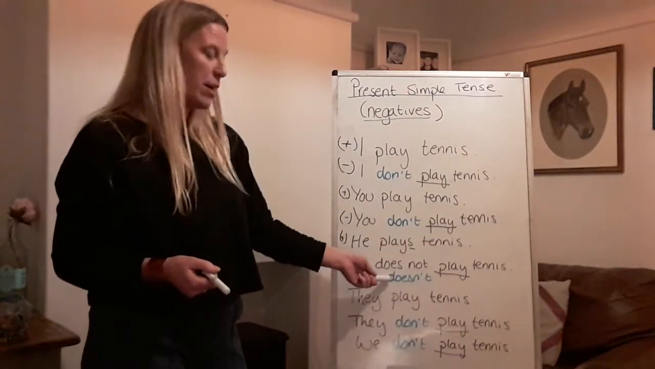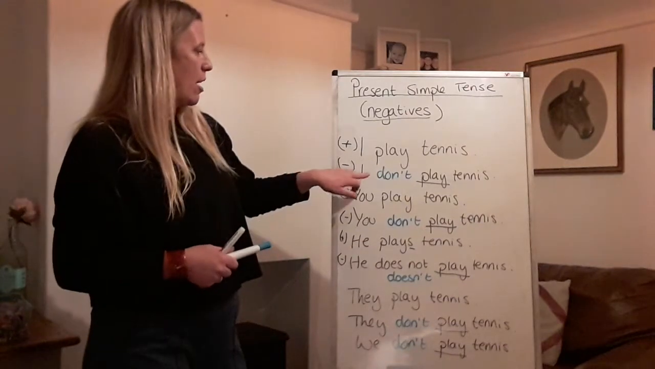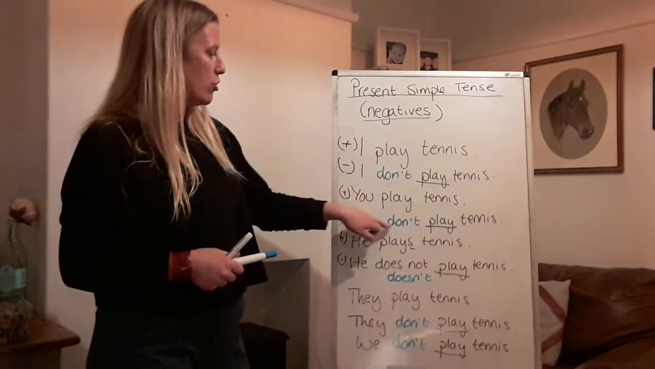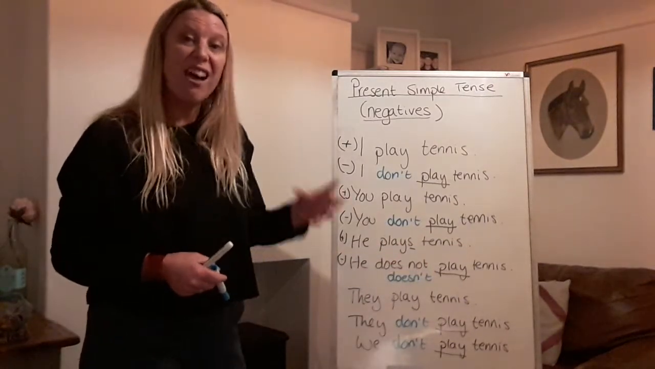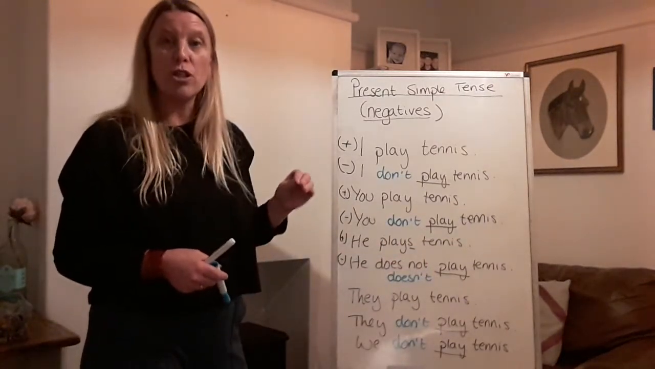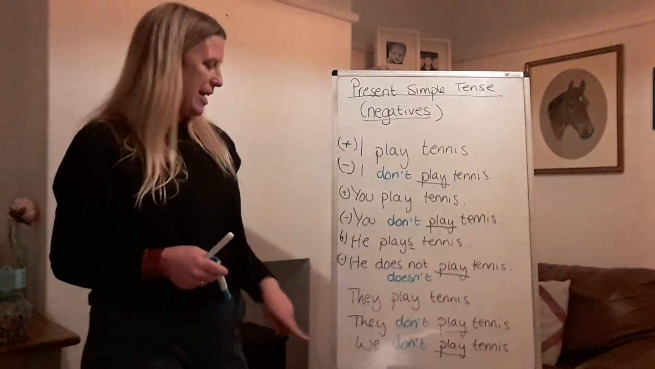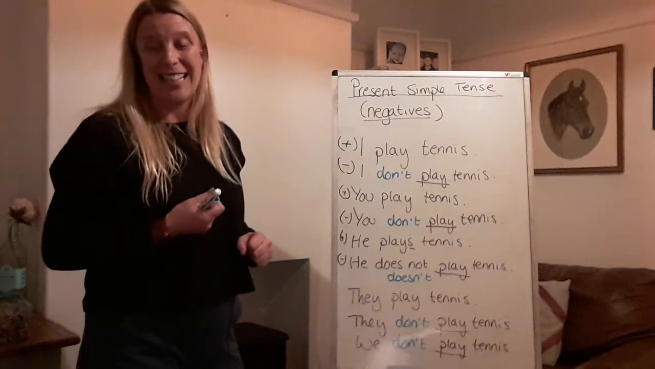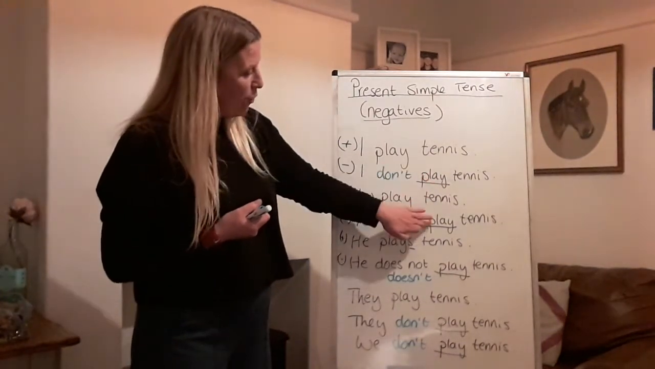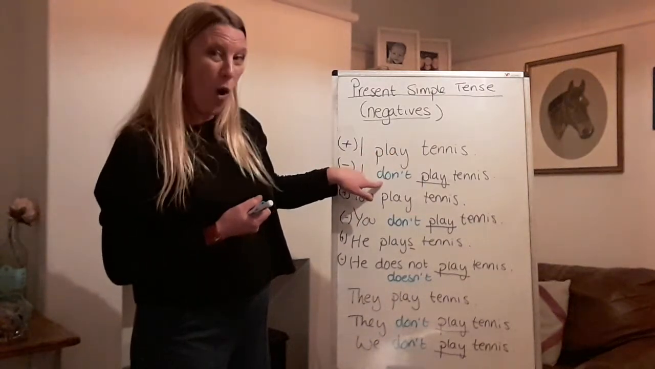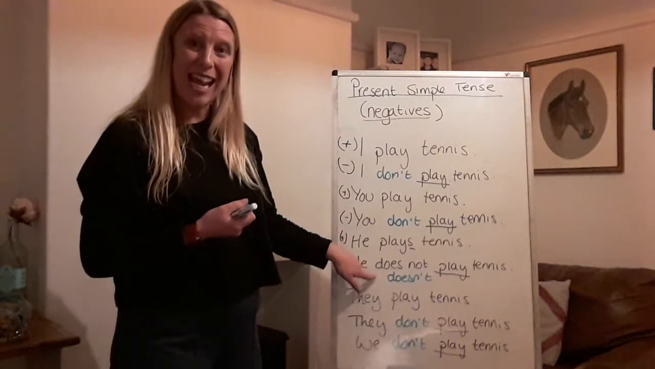And there's no S because we put that into the do, so it becomes does. So I do not, you do not, he does not play. Doesn't. Okay, don't, doesn't. They play tennis, they don't play tennis, we don't play tennis. So in the negative, it's the base form of the verb, but before that we put do not or does not for he, she, it.